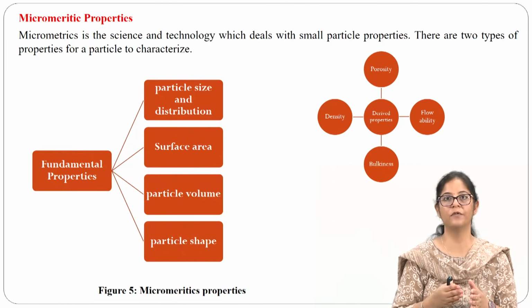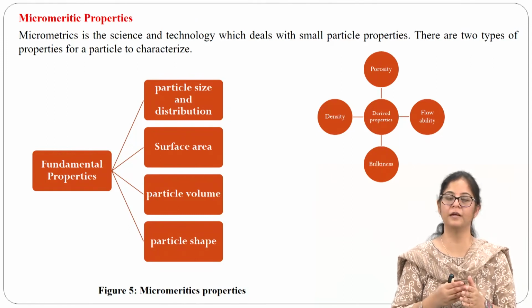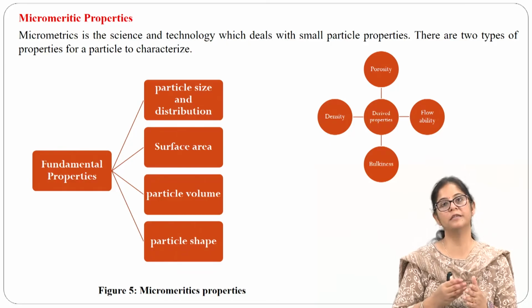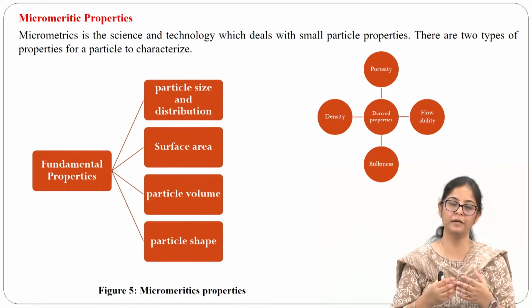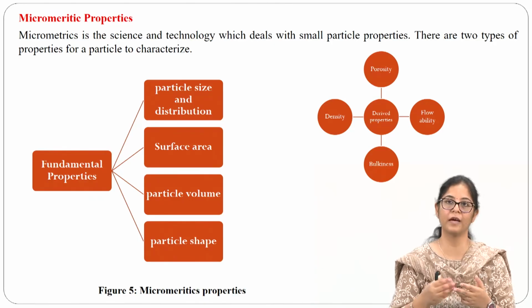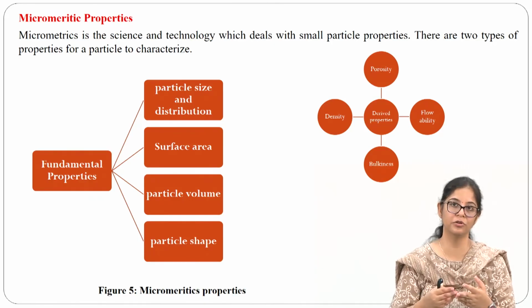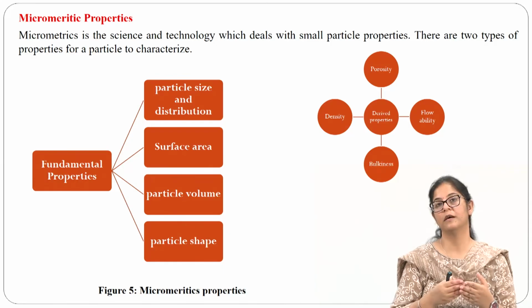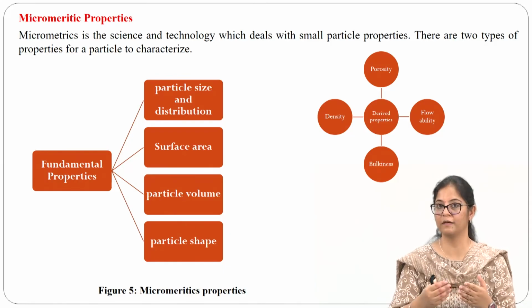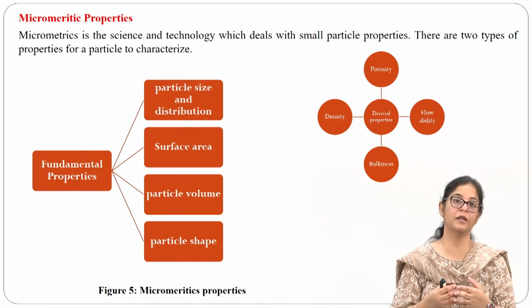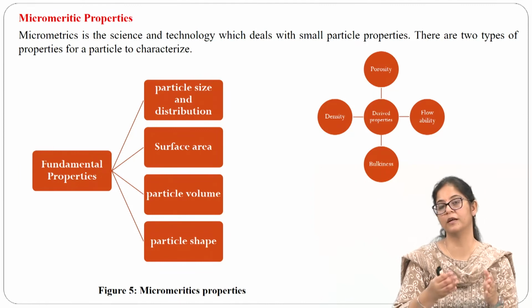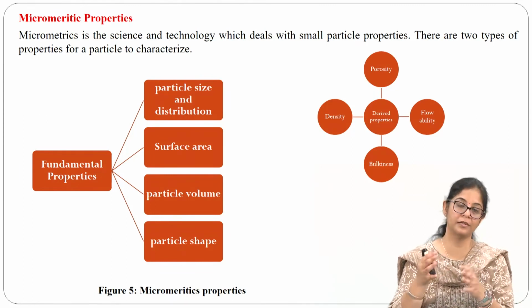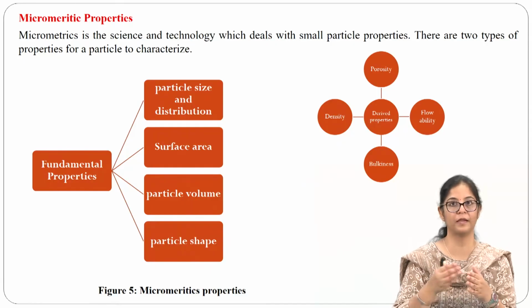There are two types of properties, one is the fundamental, the other is the derived property. The fundamental property is the property which is inherent to the particle characteristics, that is what sizes it exhibits, what is the distribution, that means what is the difference between the minimum and maximum size of the particles, what is the number of particles in each of these size ranges, and whether there are clumps or clusters of particle sizes. So that we will look at.